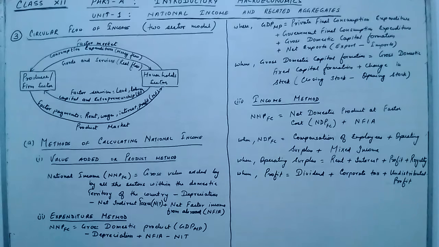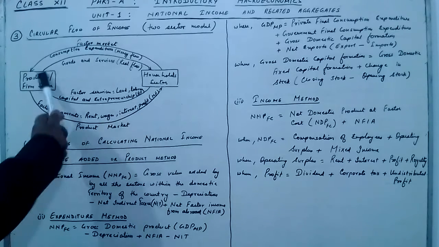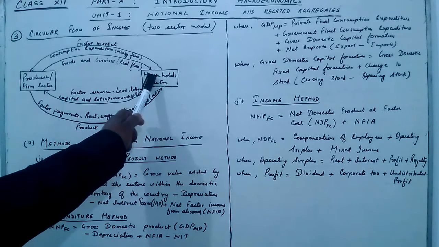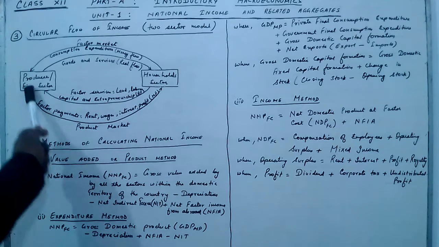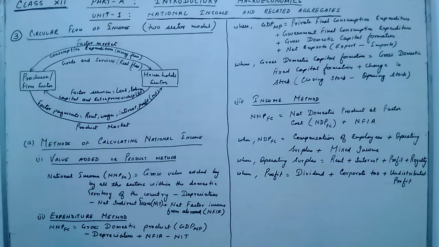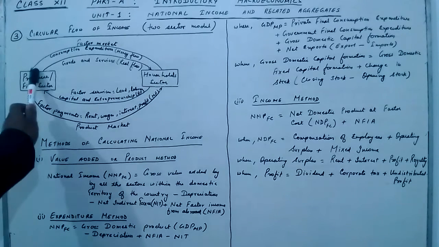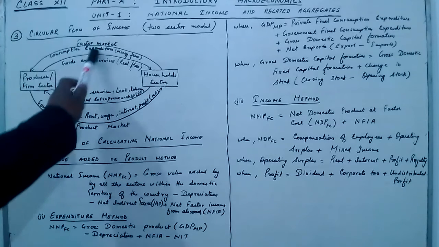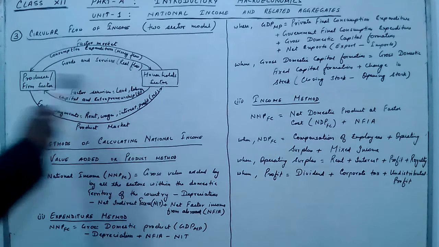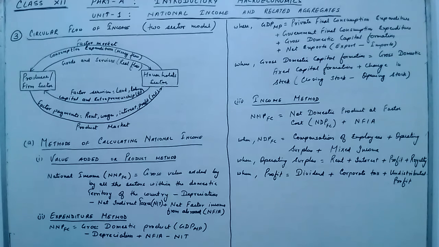Now, what does the household give? Since they are purchasing the goods and services, they give money. They buy the goods and services from the producer, so money is given in return for the goods and services bought by the households. So there is a money flow, which is also called consumption expenditure. This whole process is called the product market.